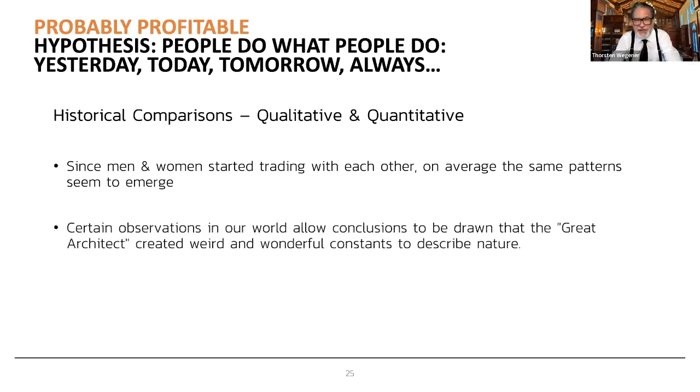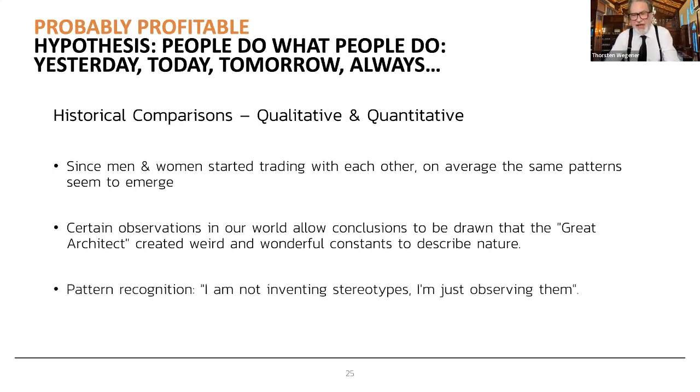Then certain observations in our world allow conclusions to be drawn that the great architect wanted to be neutral and ended up with the Freemasons. So the great architect created weird and wonderful constants to describe nature. And then my mantra, pattern recognition. I'm not inventing stereotypes. I'm just observing them. And if I can observe them in markets, I want to use this.